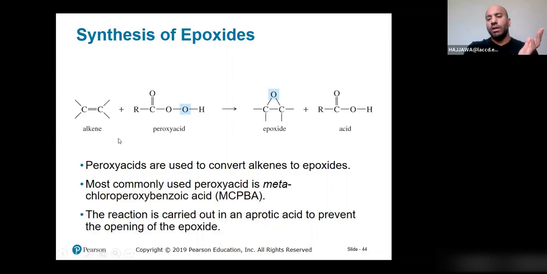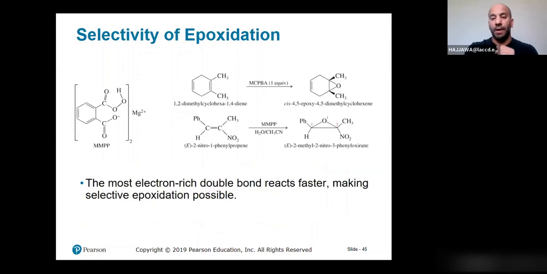Now, this reaction has already been covered in terms of mechanism, so it's very important that you go back to the corresponding chapter and review the mechanism, being able to draw the arrow pushing and the intermediate to get to the final structure. Here's another option to use: the magnesium monoperoxyphthalate, MMPP. That's another peroxide reagent that I can use to make an epoxide out of an alkene.